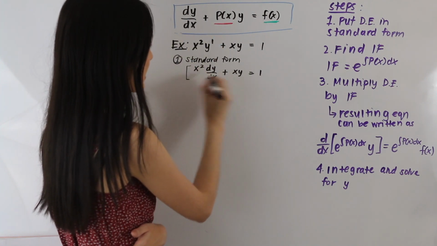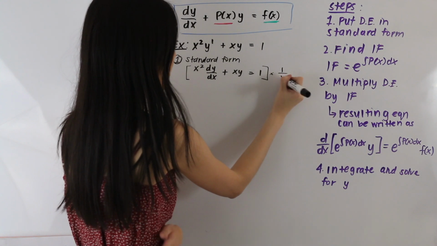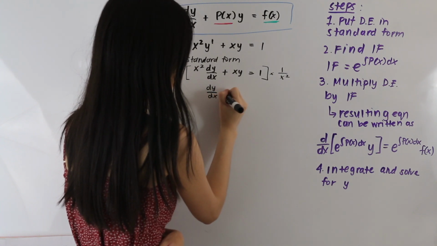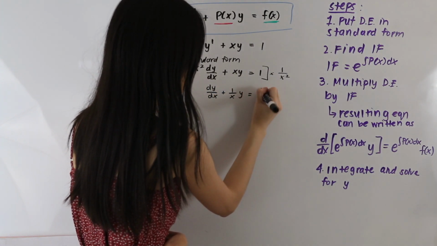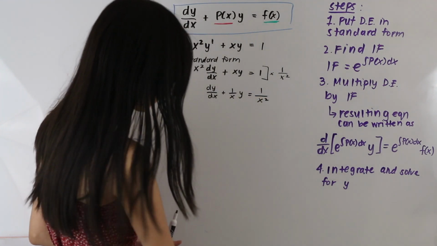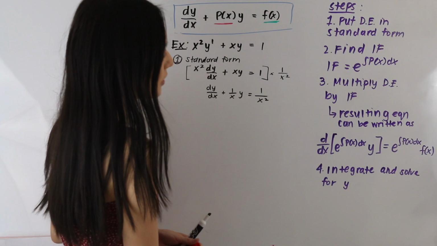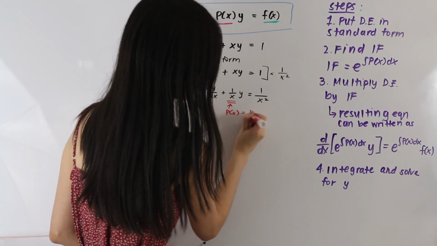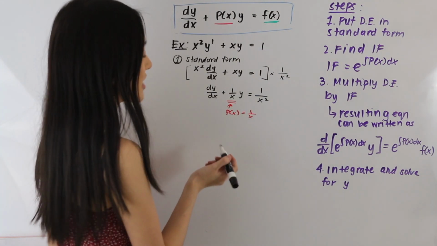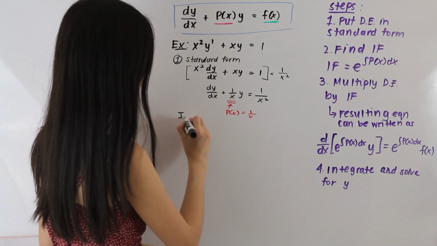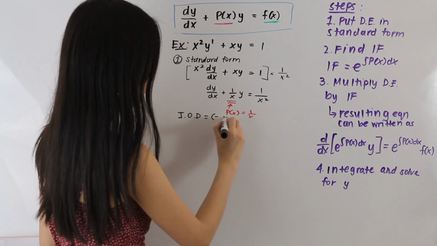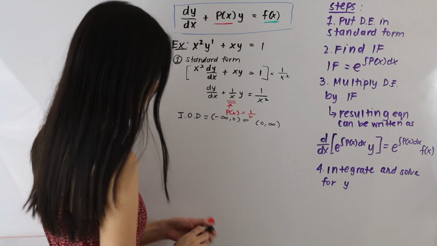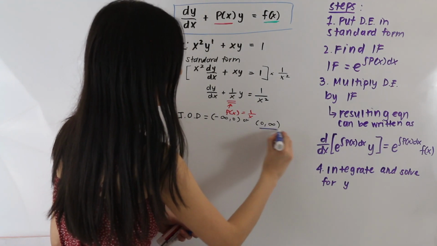So let's go ahead and multiply this entire equation by 1 over x squared. So doing that, we get dy over dx plus 1 over x times y is equal to 1 over x squared. And then from here, we can go ahead and identify what our p of x is. So p of x is equal to 1 over x. And so from this form here, we can tell that our function is not defined at x equals 0. So we can go ahead and define our interval of definition to either be negative infinity to 0 or 0 to positive infinity. And for simplicity, let's go ahead and pick this interval here.